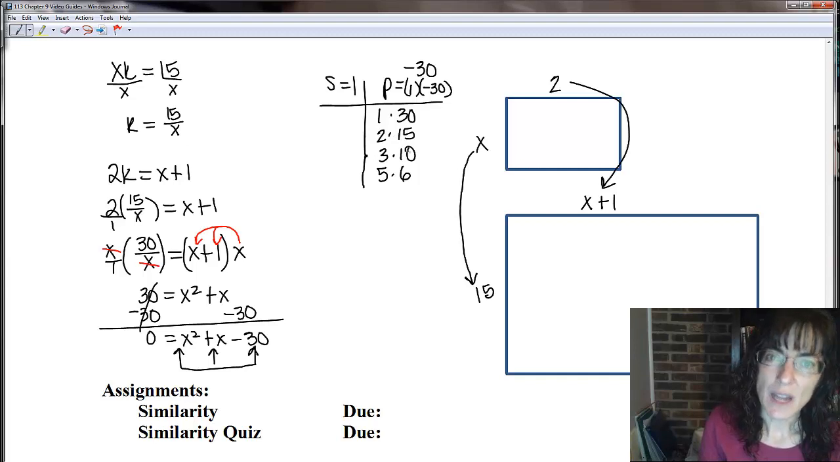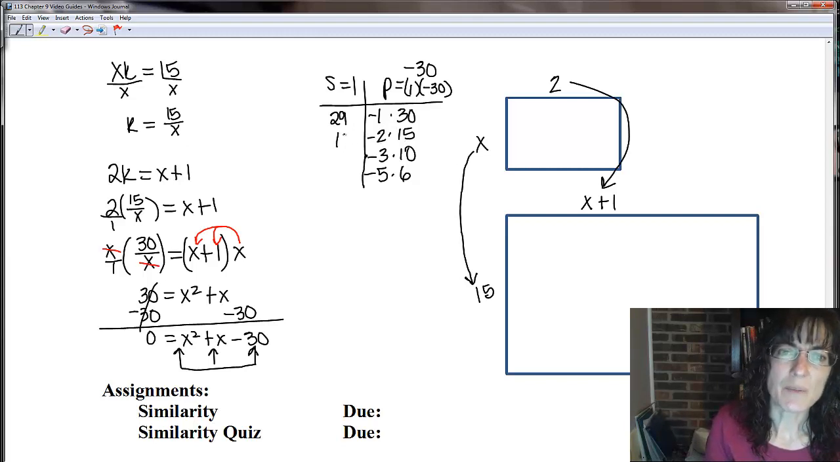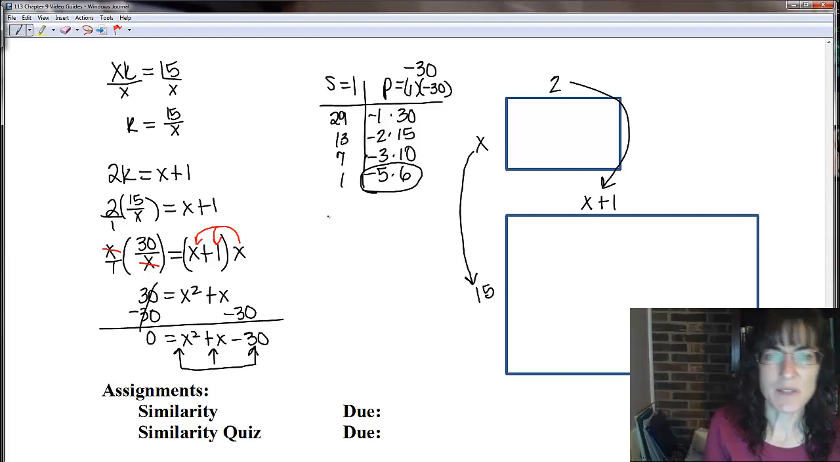And now I'm thinking I need a negative product and a positive sum. So I want to have my bigger number be the positive so that when I add them, my sum will be positive. So all my smaller numbers on each pair have to be the negative. And I know this isn't going to work because it's a positive 29, but I did get the sign right because my result's positive. And then negative 2 plus 15, that gives me 13. Still not my pair. Negative 3 plus 10, that gives me 7. Not my pair, but I'm getting closer. And then negative 5 plus 6 gives me a positive 1. And so that's the pair I need, negative 5, positive 6.